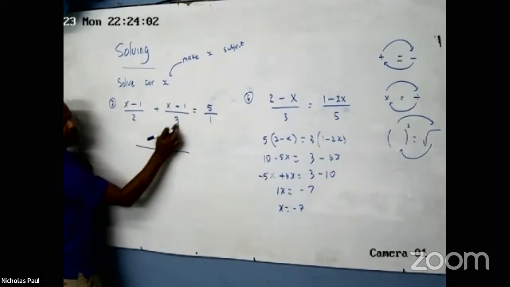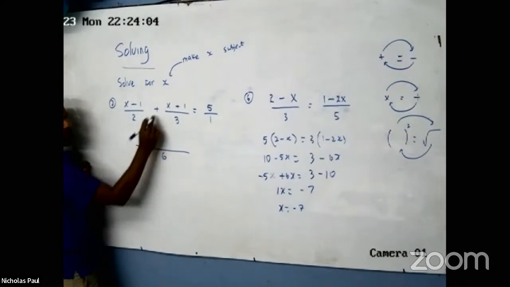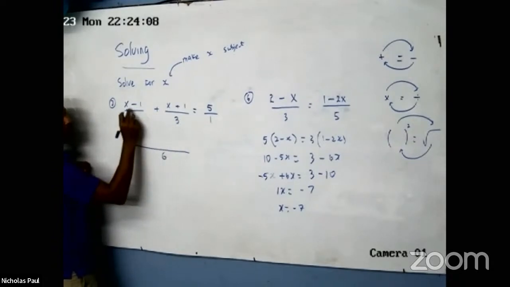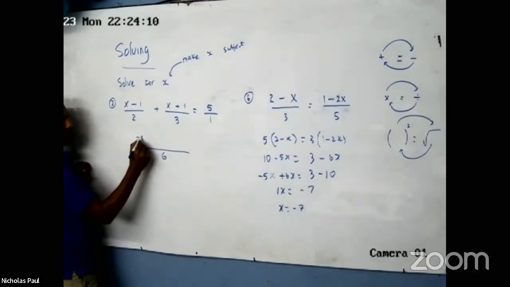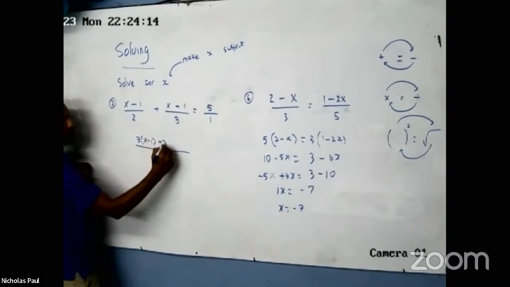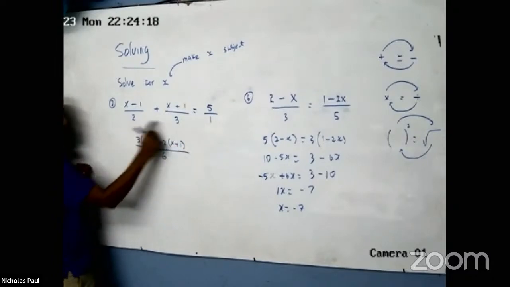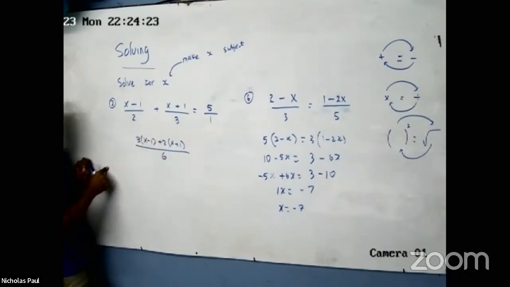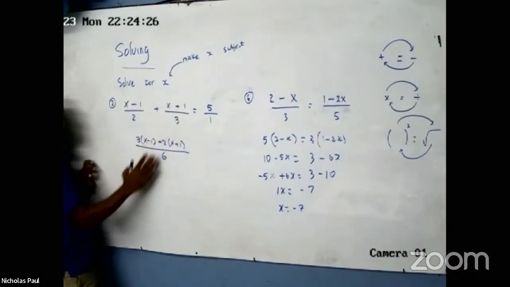Multiply 2 by 3. Simplify two fractions into one. 2 by 3 is 6. 3 by this, 2 by this. That's okay? That's what we did last week. We looked at simplifying two fractions.